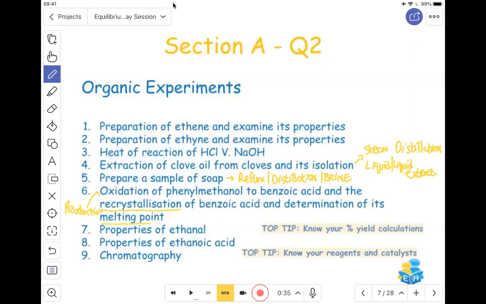7 and 8 then, properties of ethanol and the properties of ethanoic acid. And finally, chromatography as number 9 there. Again, chromatography will be paper chromatography, HPLC, etc.